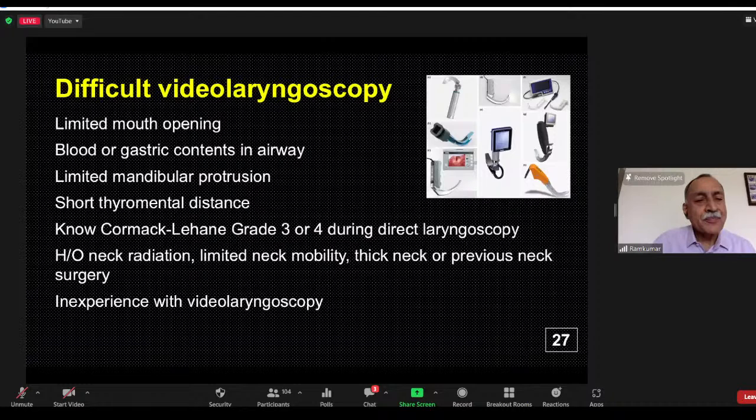Again, limited mandibular protrusion, short thyromental distance, a poor Cormack-Lehane grading on a previous anesthetic during direct laryngoscopy, history of neck radiation, limited neck mobility, and inexperience with video laryngoscopy. This is what I mentioned. It's a contextual factor. A video laryngoscope may be available, but I am not trained to use it, and therefore I should not be attempting to use it because I'm not going to be successful. So you need to be familiar with the difficult airway equipment, and inexperience with a particular equipment leads to contextual difficulties.